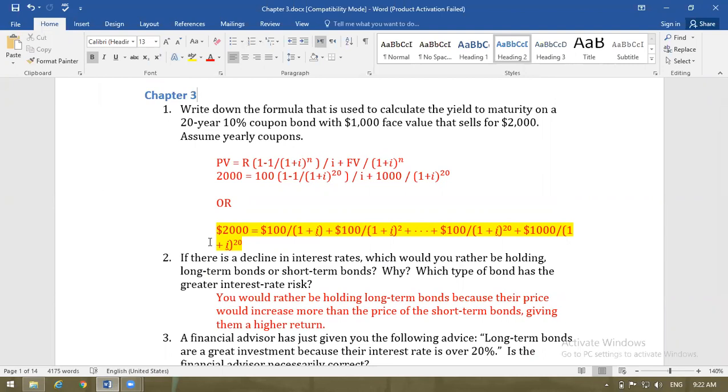After studying the complete theory of chapter 3, in today's lecture we are going to solve the exercise of third chapter, the exercise of Financial Markets and Institutions. The first question is: write down the formula that is used to calculate the yield to maturity on a 20-year 10% coupon bond with 1000 face value that sells for 2000.